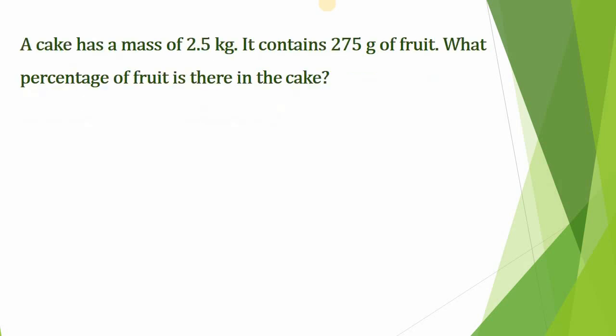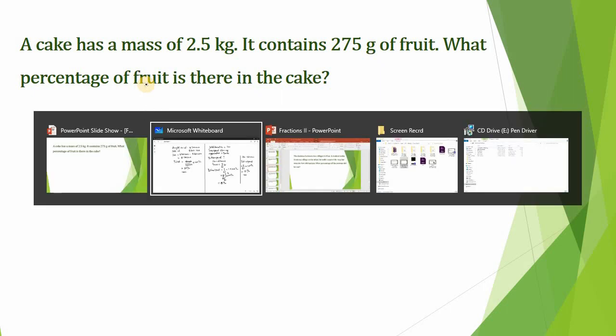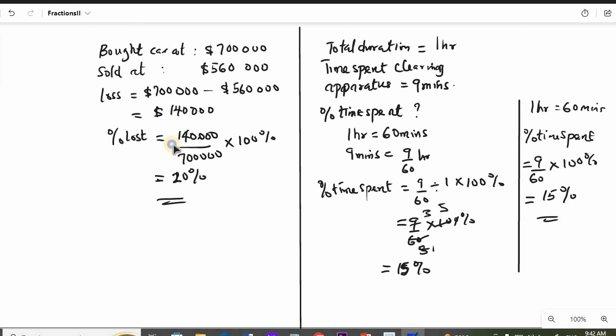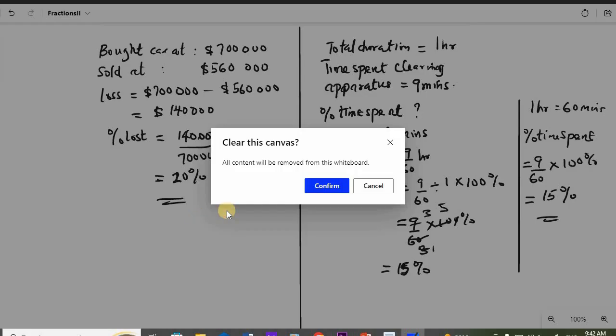So the next question, which is the last, is a cake has a mass of 2.5 kilograms. It contains 275 grams of fruit. What percentage of fruit is there in the cake? Okay, so how do we solve this? Let's go back to our whiteboard. So we're just going to clear this out. And clear this to make space.